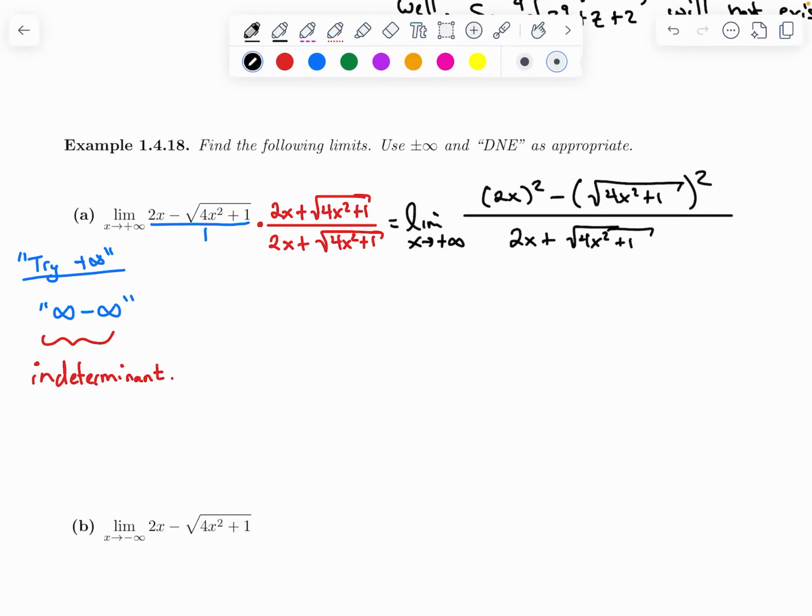Then, luckily for us, that means that the square root and the square cancel. We've got the limit as x approaches positive infinity of 4x squared minus the quantity 4x squared plus 1, all divided by 2x plus the square root of 4x squared plus 1.